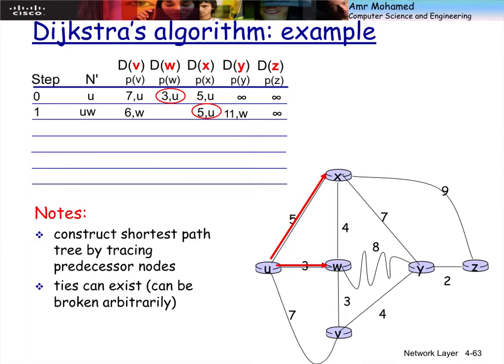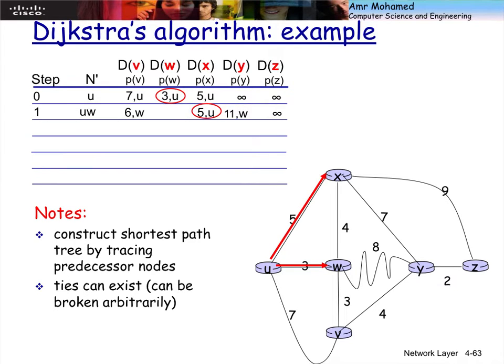And now, in this step, which one is minimum? Someone might ask me, suppose I have two similar costs. Okay, which one do you select? Anyone, either one. You select anyone, and it would still work. So here the minimum is 5, and the node here is x. So I need to add x to N dash. So in the next step, I need to add x to N dash, right?